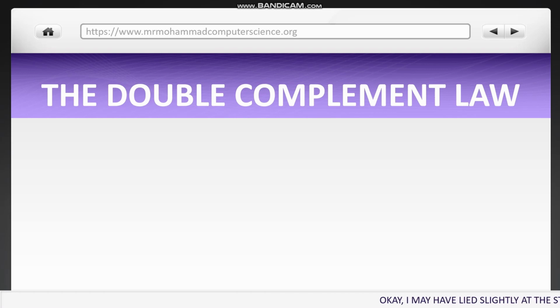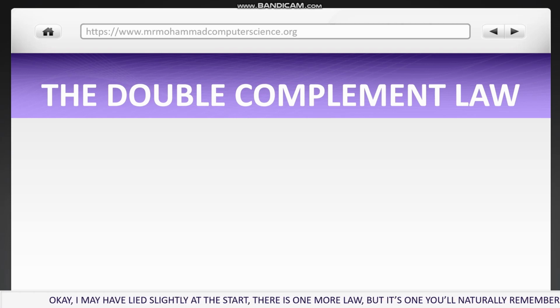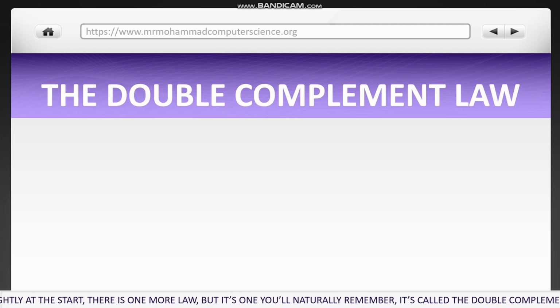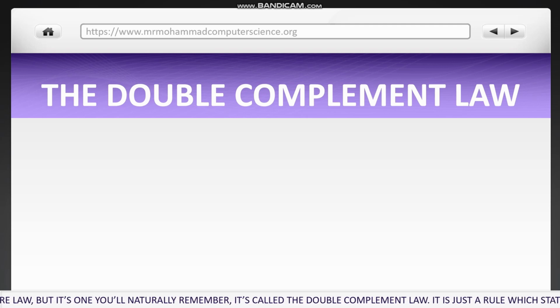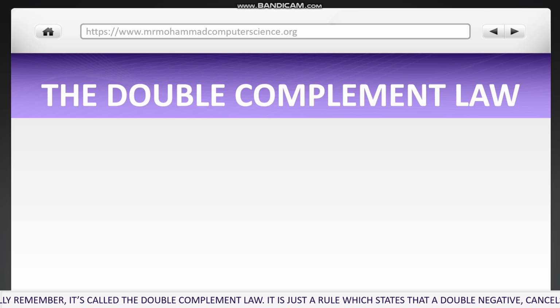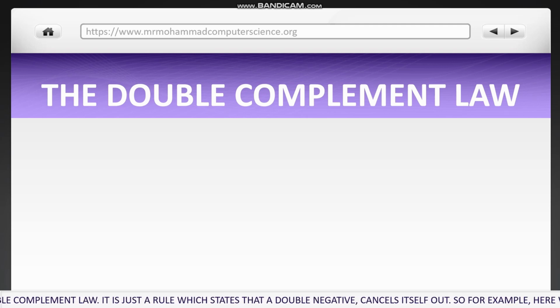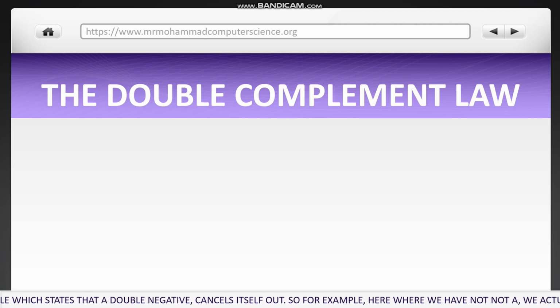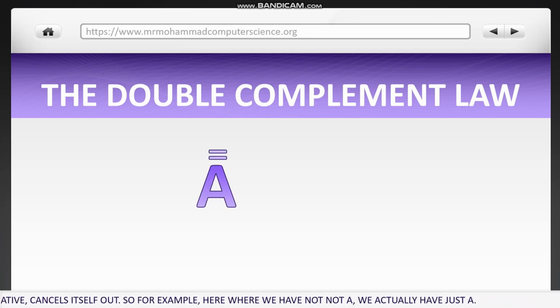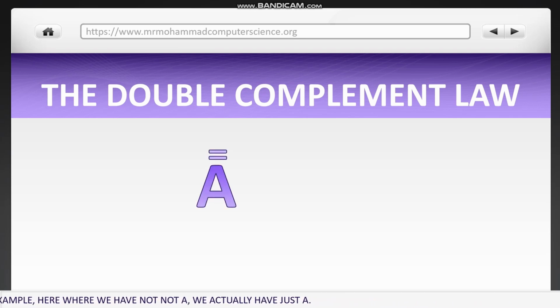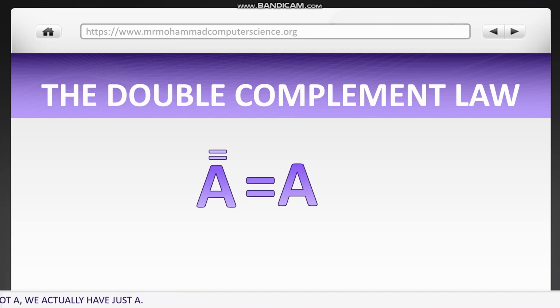Okay, I may have lied slightly at the start. There is one more law, but it's one you'll naturally remember. That's why I didn't say it before. It's called the double complement law. It is just a rule which states that a double negative cancels itself out. So for example, here we have not not A. We actually just have A.